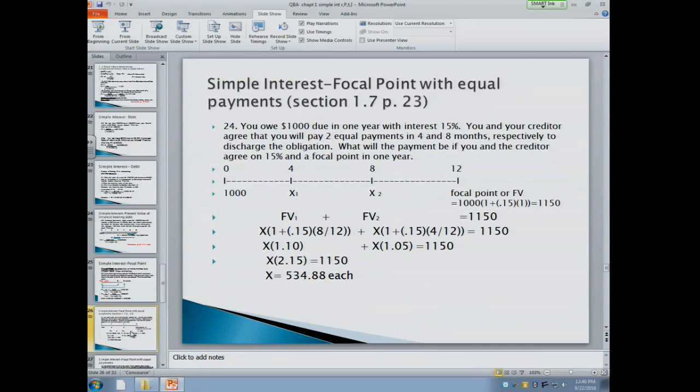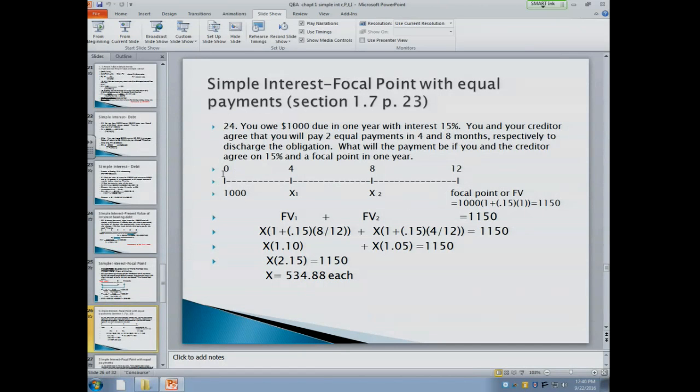Here is a difficult one. You owe $1,000. You agree to 12 months as the focal point. Okay, that's where we're going to value all our money. You're going to make 2 equal payments at 4 months and 8 months for that focal point. So the $1,000, X1 and X2, you have to find a future value of all 3 of those.